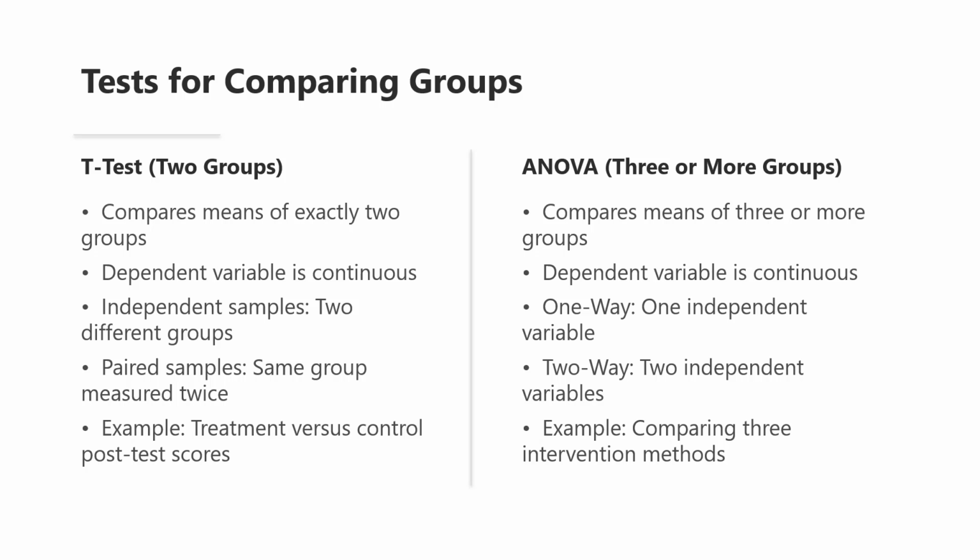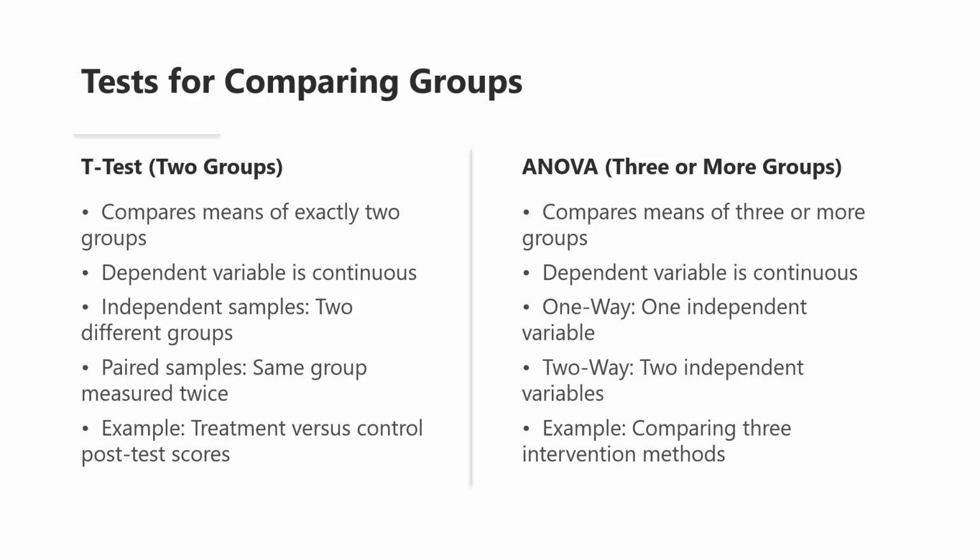Analysis of variance, abbreviated as ANOVA, extends the comparison to three or more groups. If you are comparing three different health education interventions, such as a lecture-based program, an online program, and a peer-led program, you use ANOVA because you have three groups.